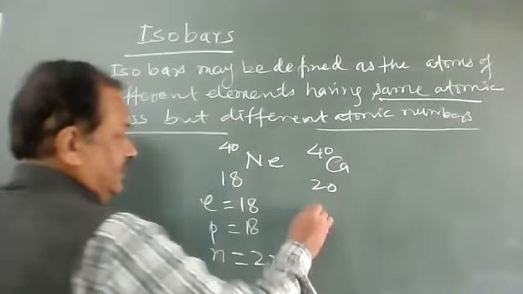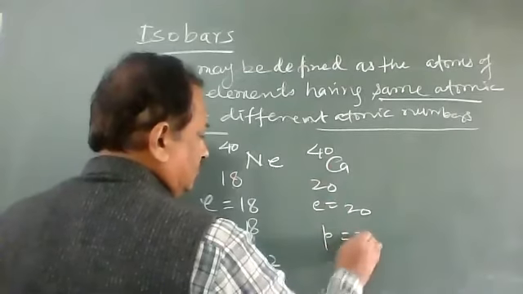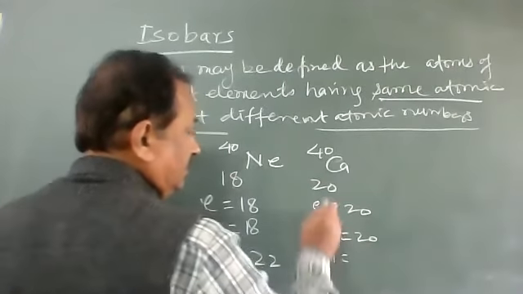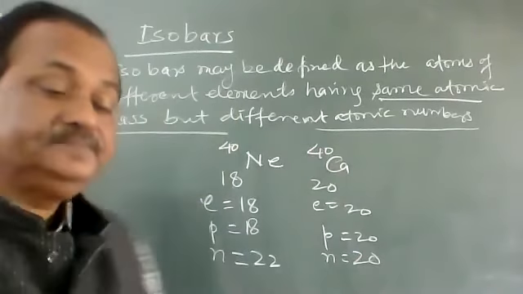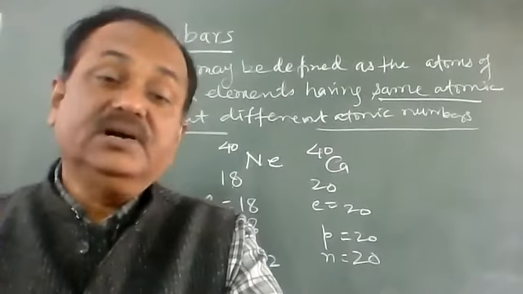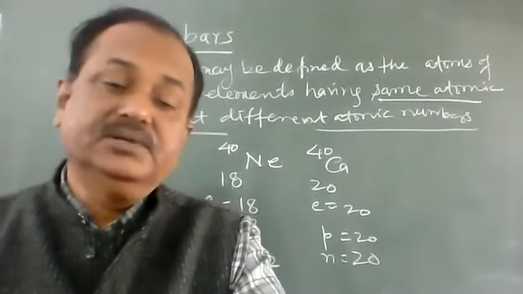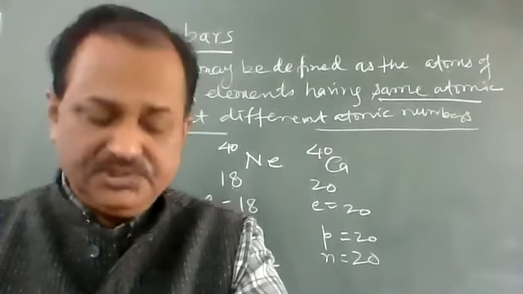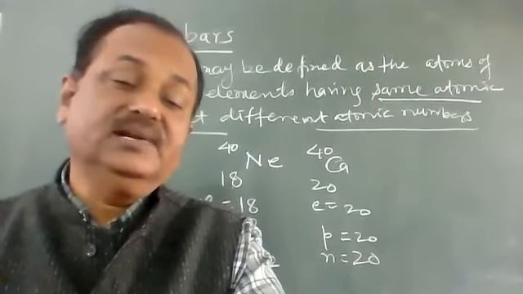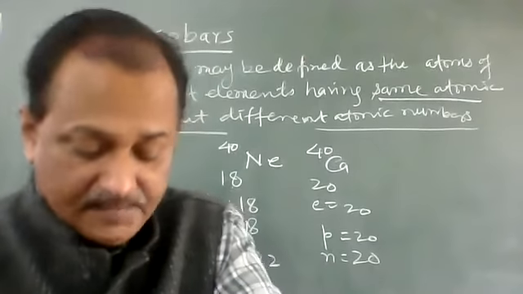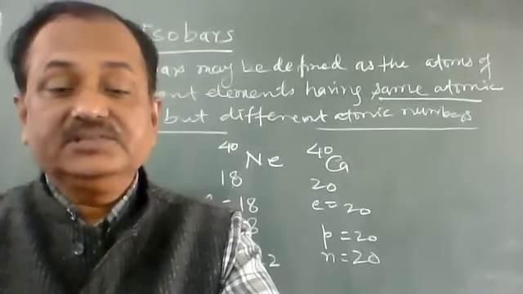Now in this case, electrons will be equal to 20, protons will be equal to 20, and neutrons will be 40 minus 20, so it comes out to be 20. So this is about the isobars. Isobars are not so important as isotopes, which are used in studies. They have very limited applications, and this is all about isobars.